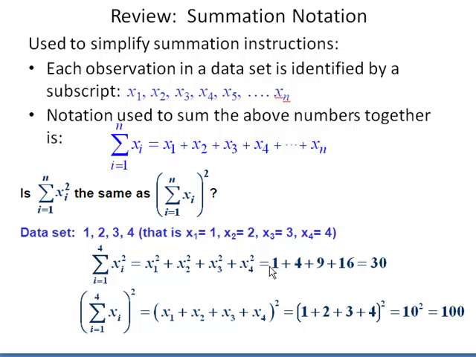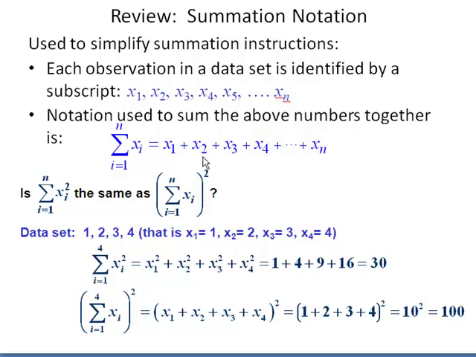So 1 times 1 is 1, so the square of the first data value is just 1. The square of the second data value is 4, because 2 times 2 is 4. The square of the third data value, 3 squared, is 9, and the square of the fourth data value is 16, because 4 squared is 16. Then I add those up, I get 30.